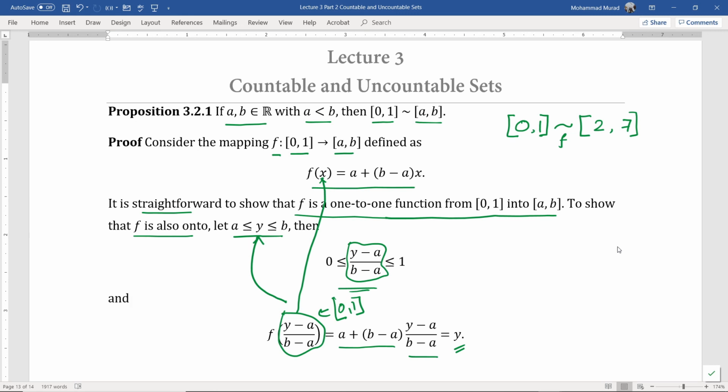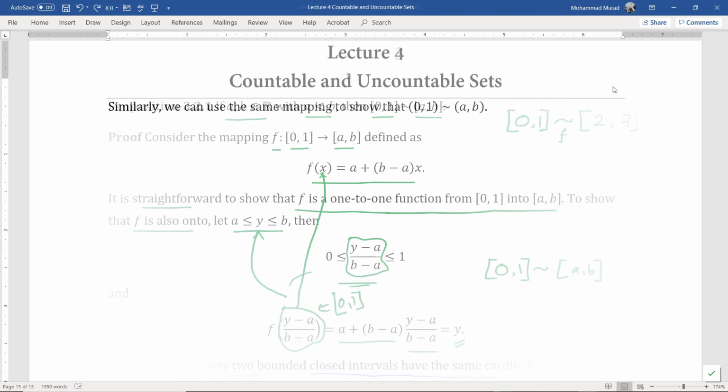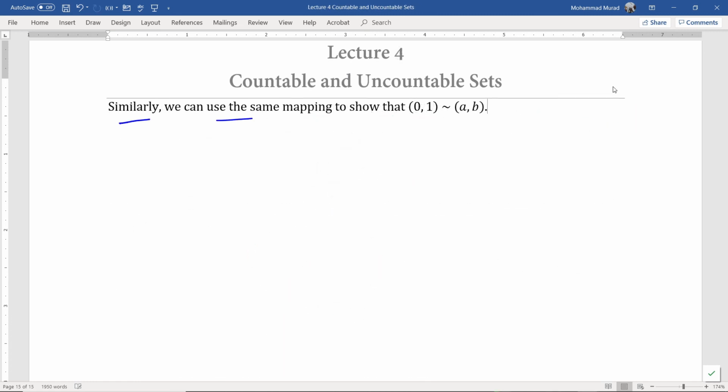And this proves that the closed interval 0 to 1 is equivalent to the closed interval a to b. In other words, every two bounded closed intervals have the same cardinality. They are equivalent to each other. Similarly, we can use the same mapping to show that the open interval from 0 to 1 is equivalent to the open interval from a to b.